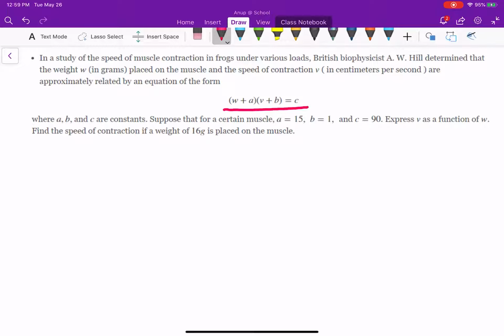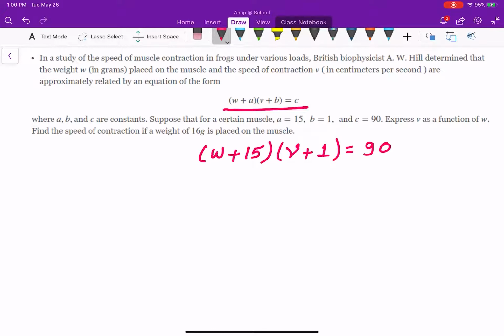Suppose that those constants for a certain muscle are given as A equal to 15, B equal to 1, and C equal to 90. Let's write down our relationship between W and V with those particular constants. So we have W plus A, which is 15 in this case, times V plus B, which is 1, is equal to 90. This is a relationship between W and V based on those given constants.